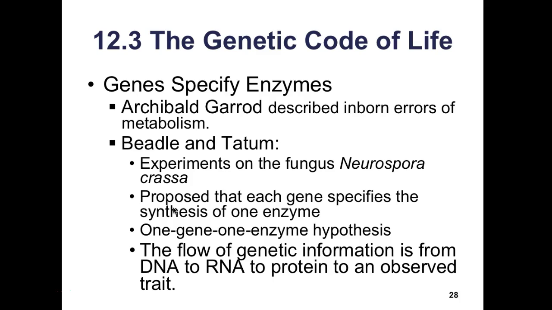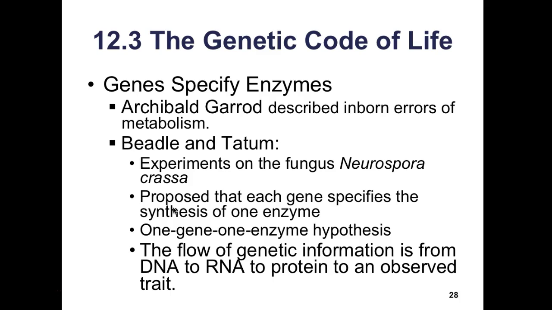The genetic code of life. Basically what we see is genes specify enzymes and other proteins. A couple of scientists really played a significant role in this concept. One of them is Archibald Garrod. He described inborn errors of metabolism. And then really important is the work done by Beadle and Tatum. Beadle and Tatum did experiments on a fungus called Neurospora crassa, and they proposed that each gene specifies the synthesis of one enzyme.